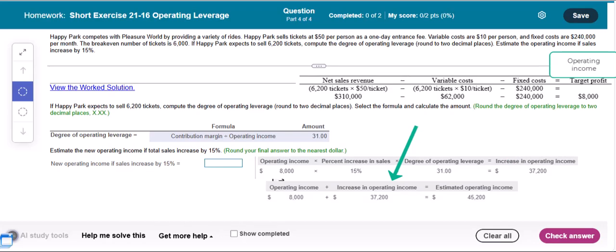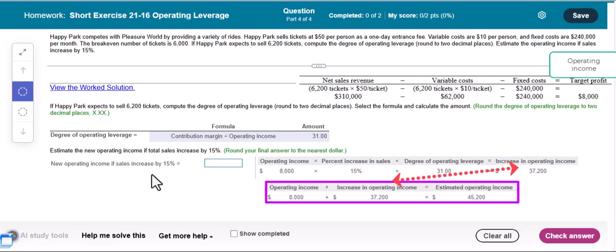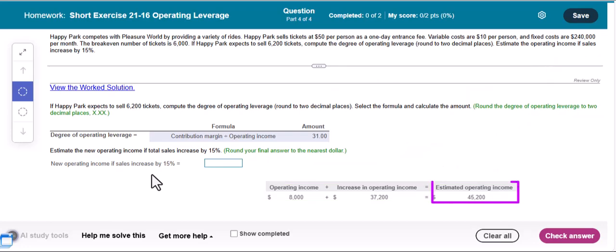So remember what we're trying to figure out down here with this estimated operating income, not just the change, but the estimated operating income. To calculate that, we take the increase in operating income, which is right here, add that to our operating income, which again comes from here, this 8,000, and that gives us an estimated operating income of 45,200. So now you can go ahead and plug that in here for 45,200.